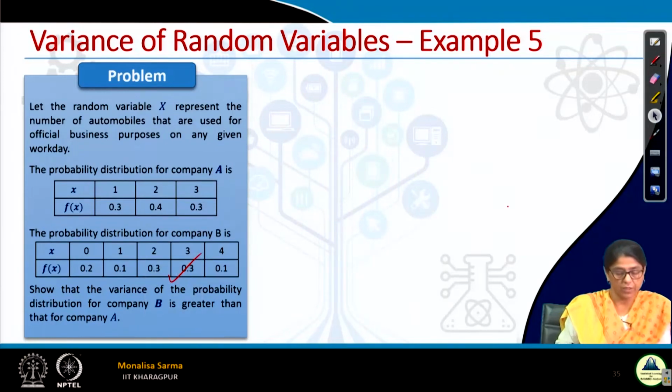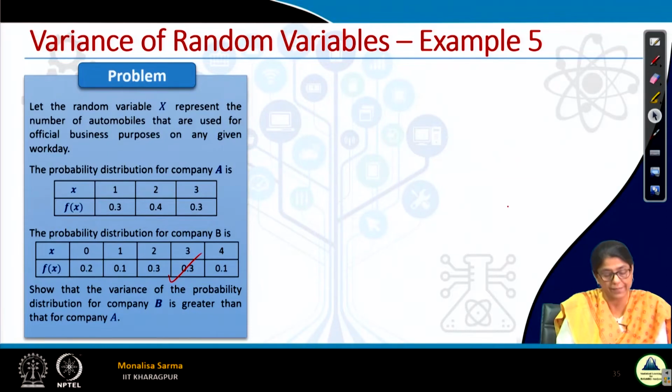Now what we have to show is that the variance of the probability distribution for company B is greater than for company A. That means what we have to find out? We have to find out the variance of company A, then the variance of company B, and from that we will see that the variance of company B is greater.